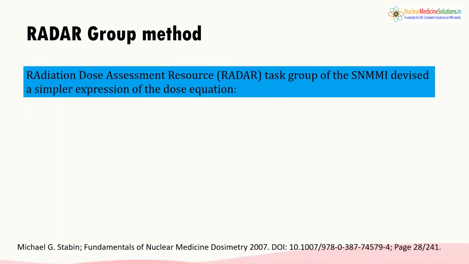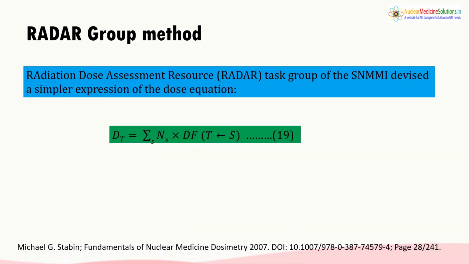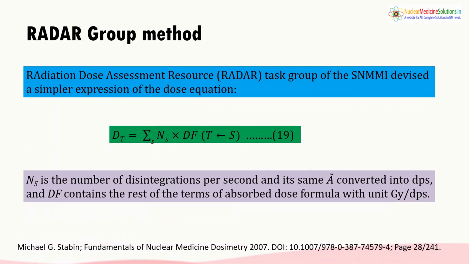In the RADAR group method, that is the Radiation Dose Assessment Resource task group of SNMMI, they devised a simpler expression of the dose equation, and the formula is like this: D_T equals the sum over S of N_S times DF from source to target. This N_S is the number of disintegrations per second, the same as A tilde converted into dps, and this DF contains the rest of the terms of the absorbed dose formula with the unit Gray per dps.